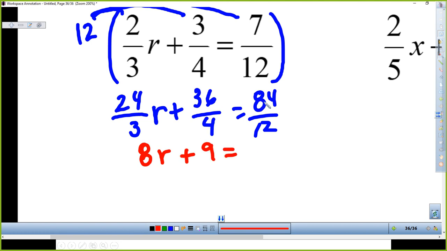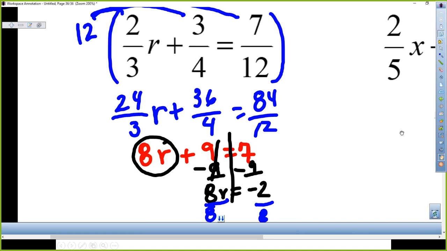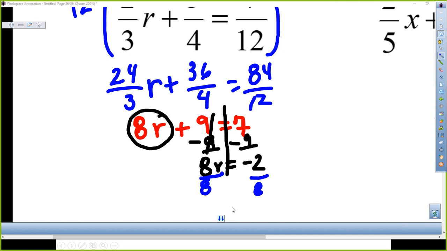Check this out. Once again, here goes the process. Can I simplify either side? No. I need to isolate the variable. What's next to it? Plus 9, so I subtract 9, subtract 9. 8r equals negative 2. What's my next step? To leave r by itself, I need to divide by 8, divide by 8. Let me move this up. And that leaves us with r equals negative 1/4 or 0.25.